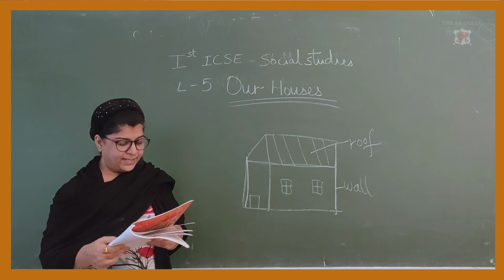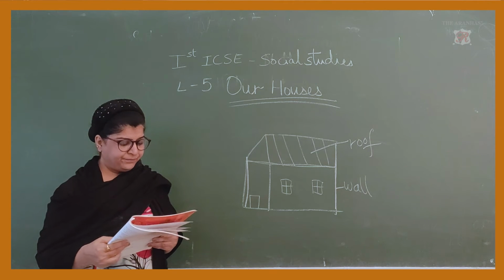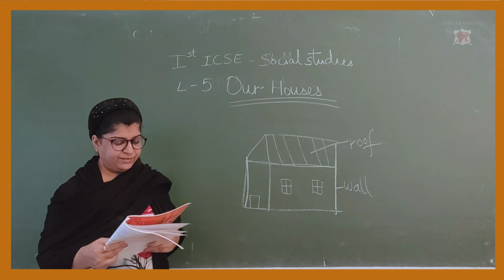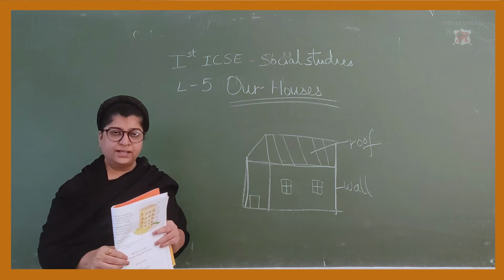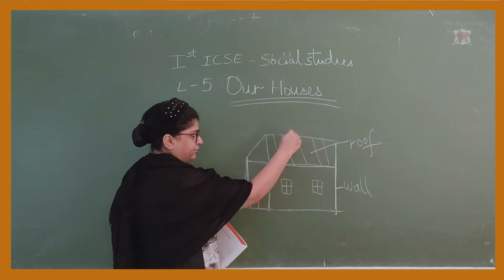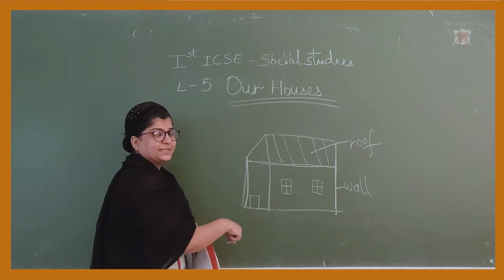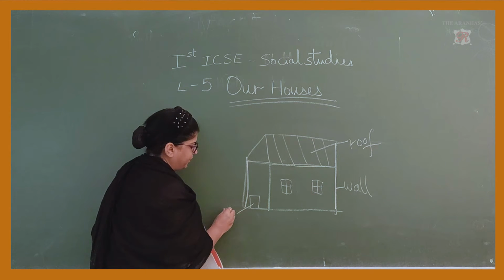Okay. Next paragraph. We enter and leave the house through doors. We can't jump inside from the roof. How do we go inside the house? We go through the door.